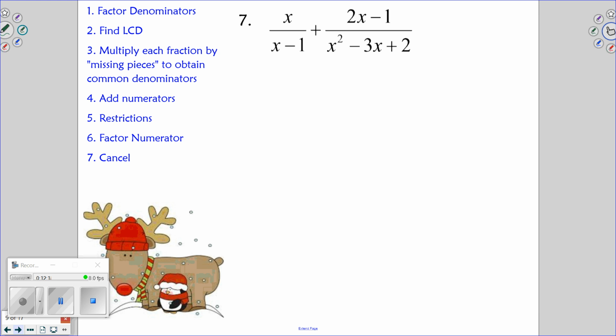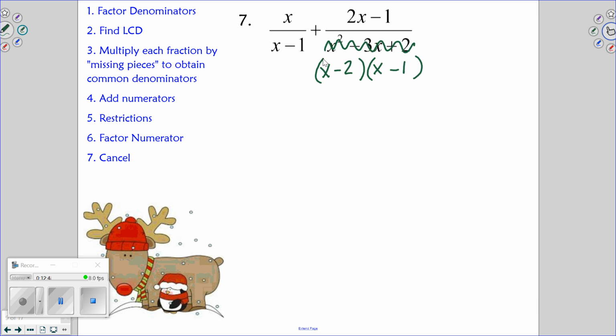All right. Step 1, factor denominators. Does either of my denominators factor? Yes. This one does. How does this factor? Good. At any step, if I do a step and you're like, whoa, what just happened? Raise your hand, okay? Don't let me get through the whole thing and then take me back 6 steps. Ask me as we go.